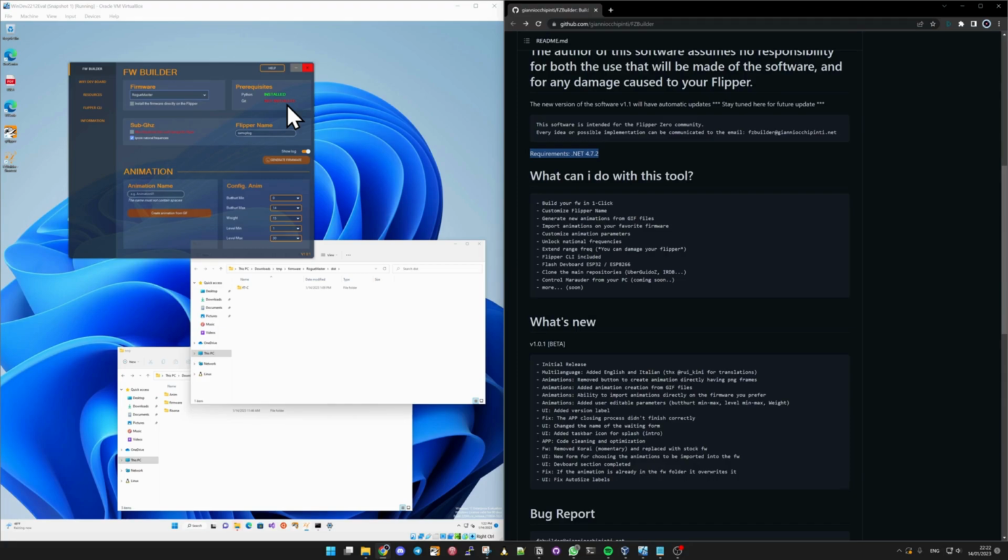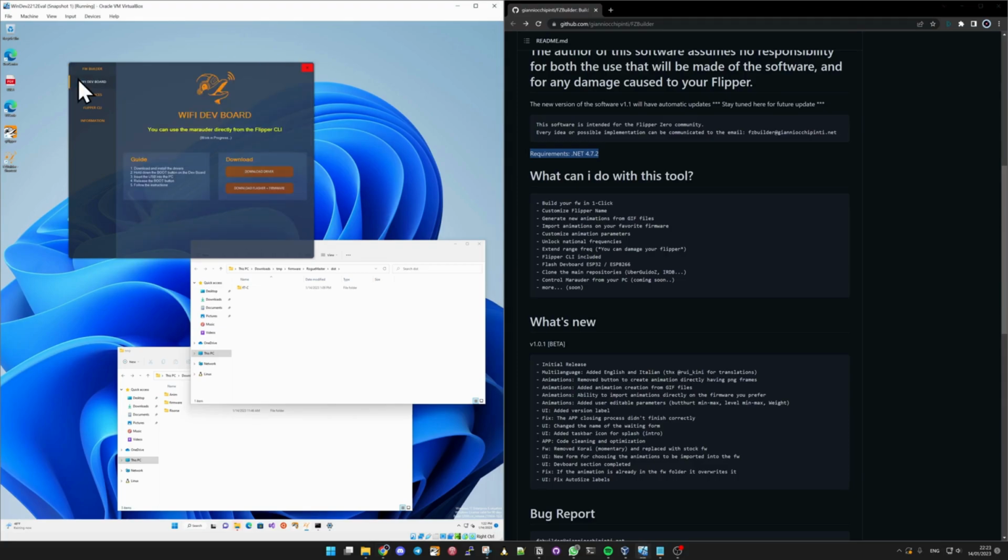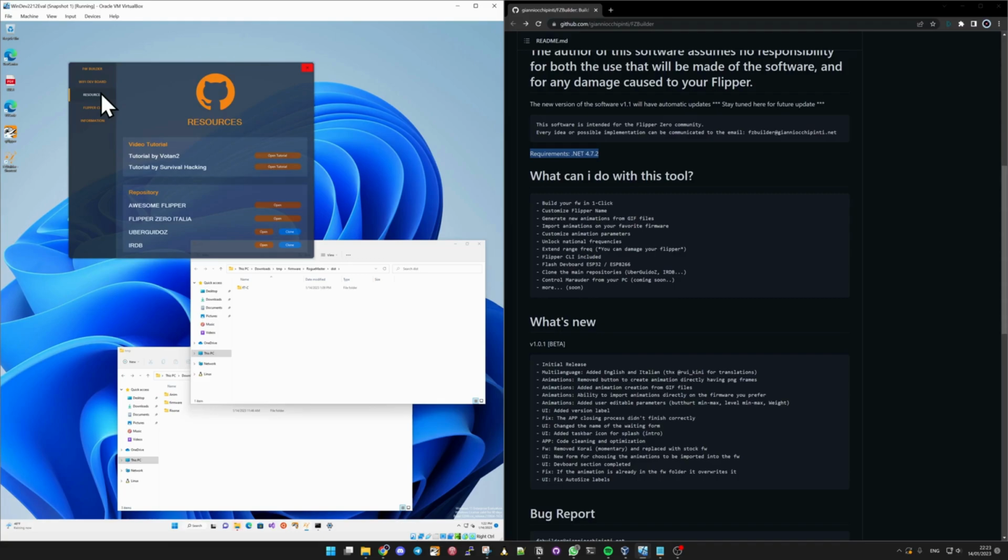Okay, so that's for the Flipper Zero firmware. Also, they have included some functionalities for people that are using the Wi-Fi dev board. So here you could download the driver and also flash it from here. Okay, so that's really a nice functionality. I didn't try it yet. And of course some resources in Italian, because of course the developers are from this community, which is great. And different links for the repositories.